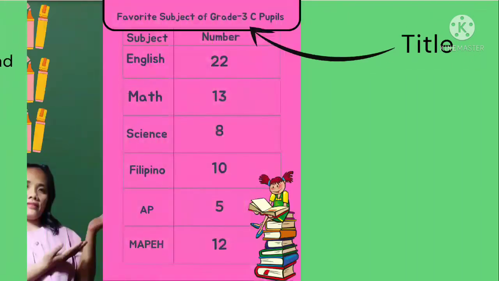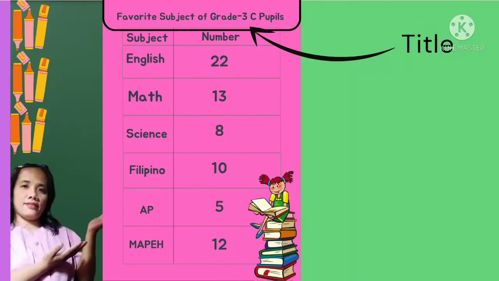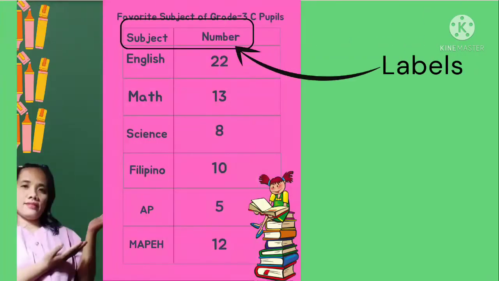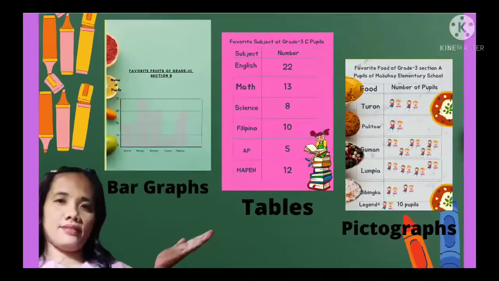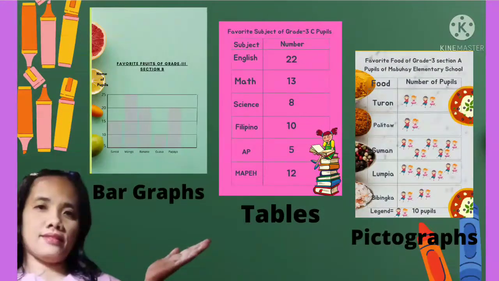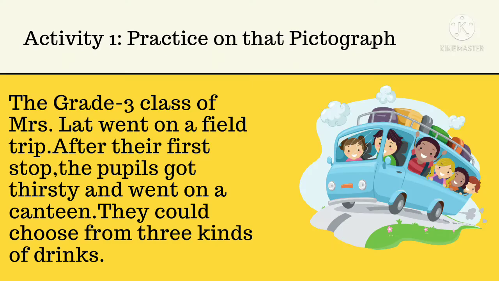This is an example of a table. The title says, Favorite Subjects of Grade 3C Pupils. The label shows the subjects and numbers. Now that you have learned about bar graphs, tables, and pictographs, let's try to answer the following activities. Our first activity is practice on that pictograph.